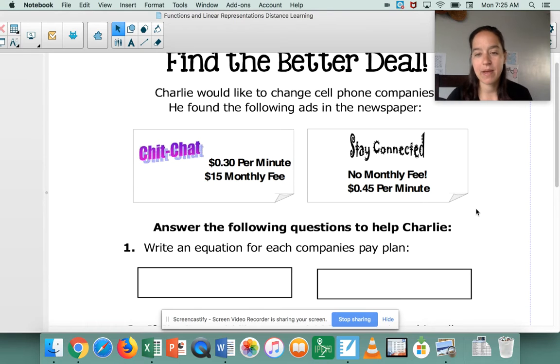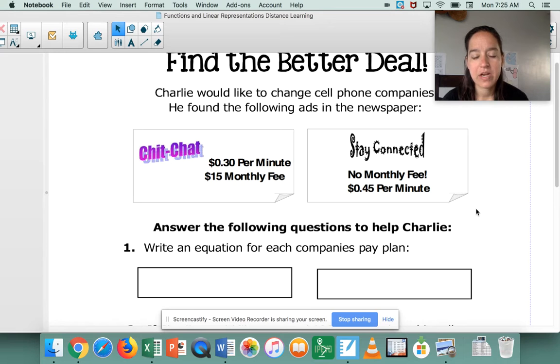Off the top, I might say one's cheaper than the other, but in the grand scheme of things, it all depends on a few variables. So let's check those variables out. It says, answer the following questions to help Charlie. Write an equation for each company's paid plan.